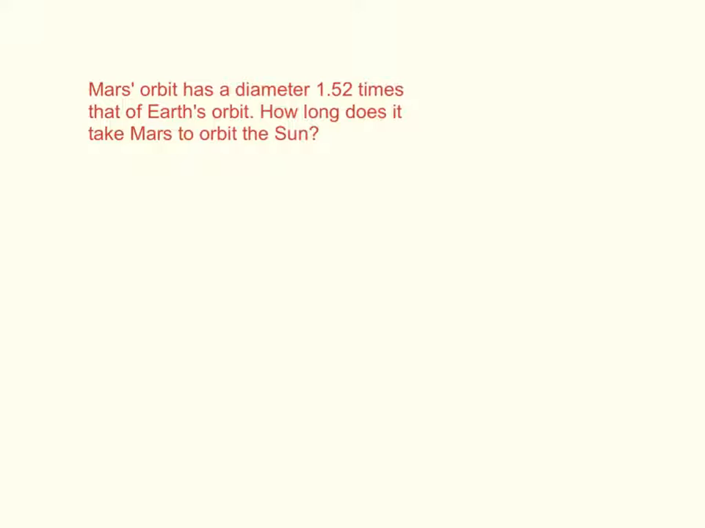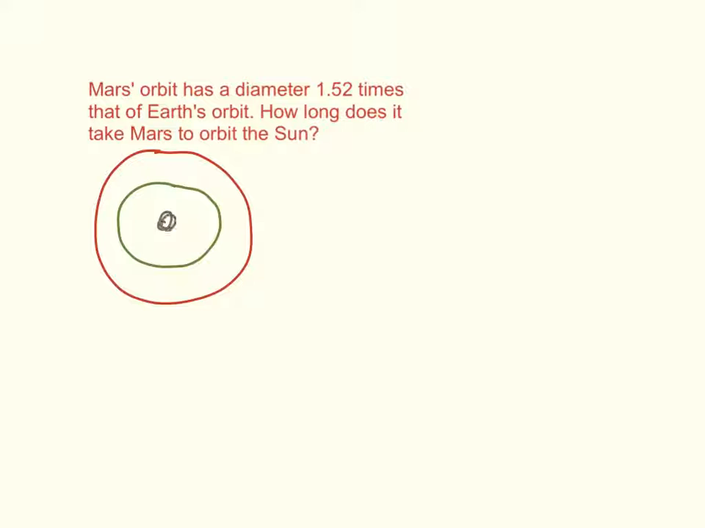So the idea here is Mars is further out, so we might write Earth's orbit like this and Mars's orbit like this, both going around the Sun at the center. So we have Earth's orbit and we have Mars. I suppose I should write out Earth. And then of course we've got our Sun.